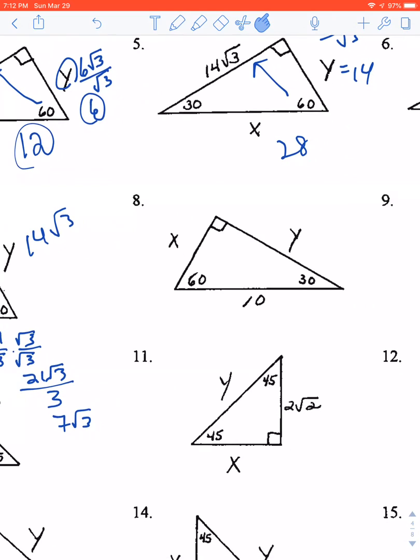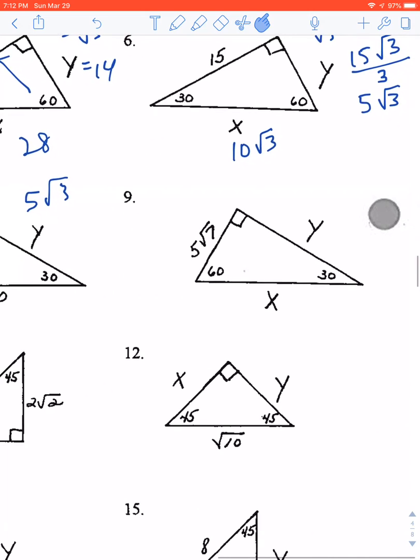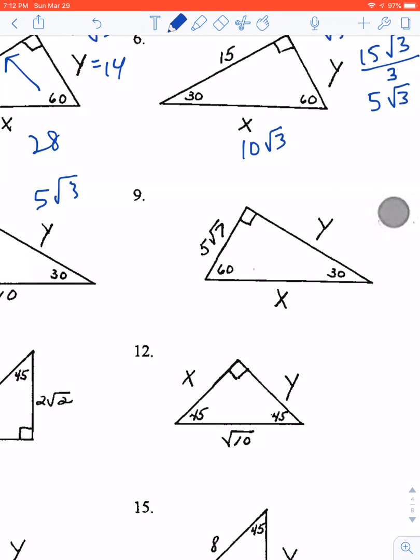Okay, number 8, I'm given the hypotenuse, so I'm going to take half of it to get the short leg, and then multiply the short leg by root 3 to get the long leg. In number 9, I'm given the short leg, so I'm going to double it. So 5 root 7 doubled will be 10 root 7. And then I'm still going to take that short leg and multiply by the square root of 3 to get the long leg, which is 5 square roots of 21. And we can't do anything to simplify that, so we will leave that alone.